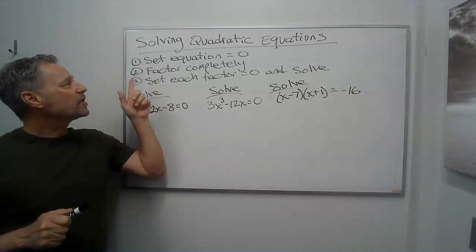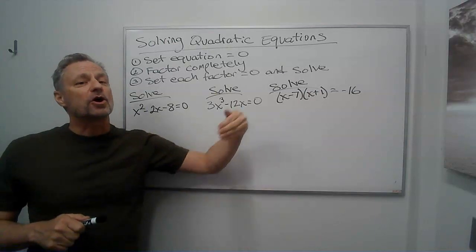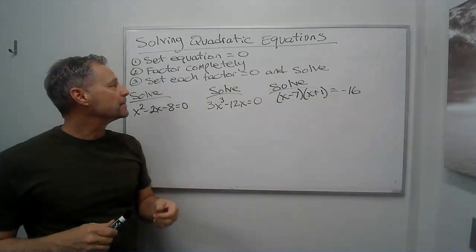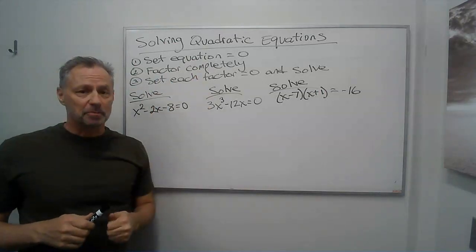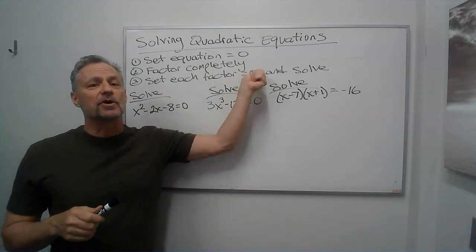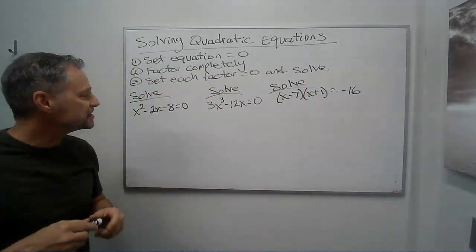So to solve a quadratic equation, the first thing we're going to do is make sure that the equation is set equal to 0. If it's already set equal to 0, great. If not, we have to get one side to equal 0. The next thing is we're going to factor completely. And once we've done that, then we can set each factor equal to 0 and solve to get our answer or our answers. Okay, so let's look at some examples.